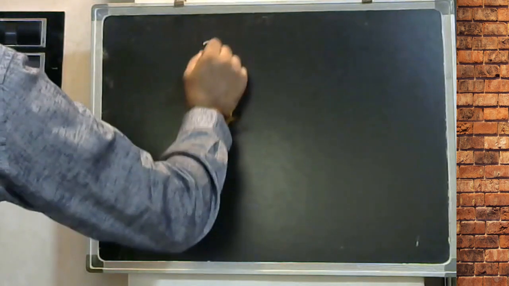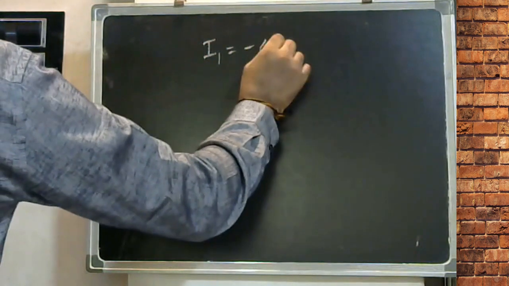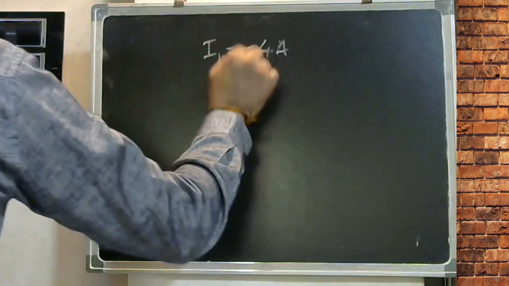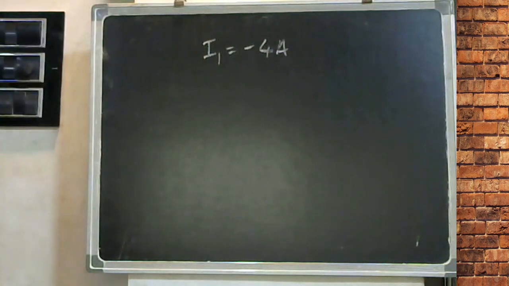You can ask me one thing now: what if my current direction is wrong? There is no problem. You can take any direction and make currents. If your current direction is wrong, then the answer will come out negative. Otherwise, your value won't change. For example, if your answer for I2 or I1 is minus 4 A, that clearly says the I1 you drew in the diagram is actually reversed. The current is going reverse.